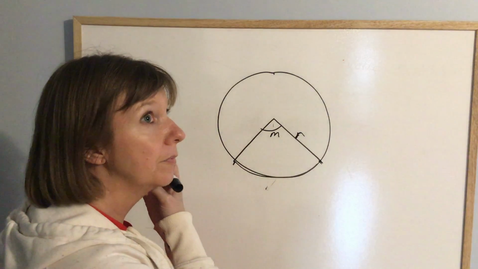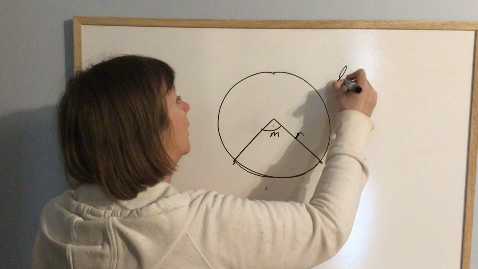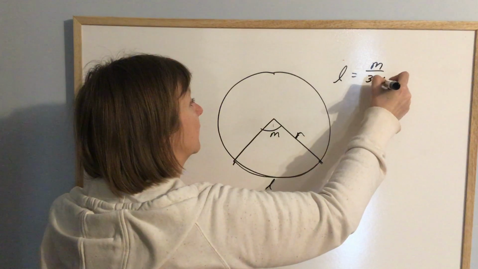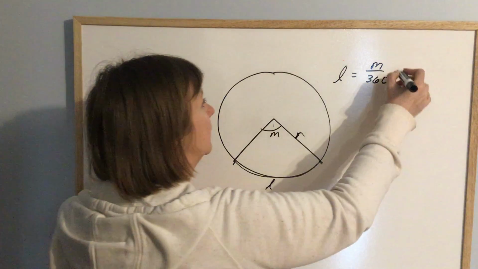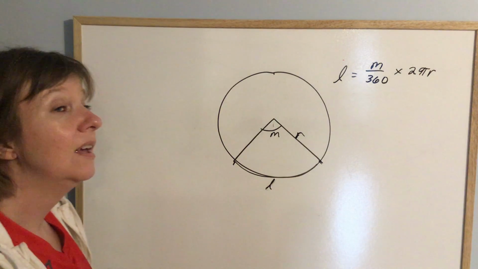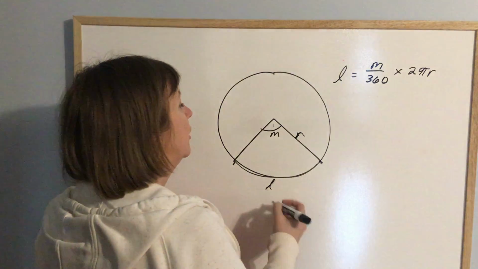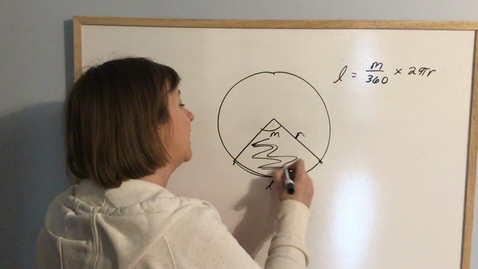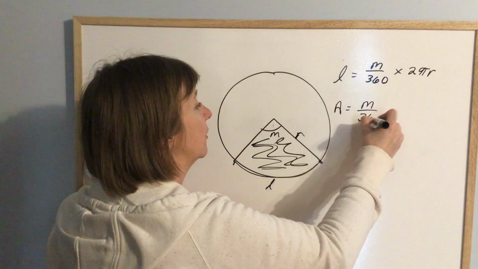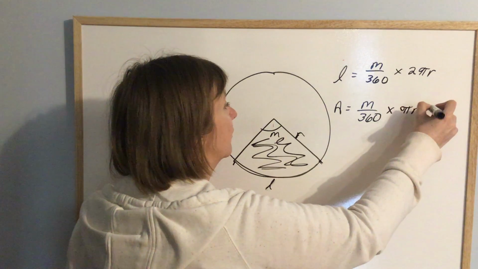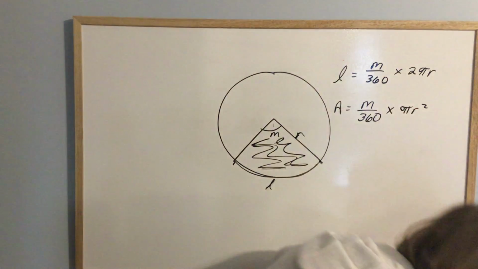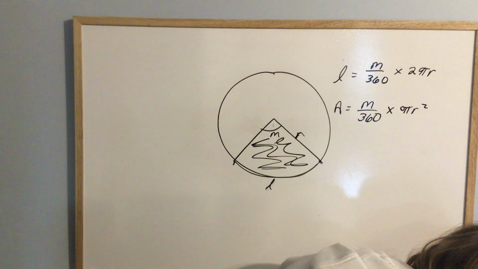And so there were two formulas. If I want to know the arc length, which would be here, that is M over 360, so this angle over 360, times 2 pi r, because 2 pi r is the circumference of a circle. We also might be asking about what is the area of this sector. Area is M over 360 times pi r squared, because pi r squared is the area of a circle. So that's section 7.6. It's just those two formulas.